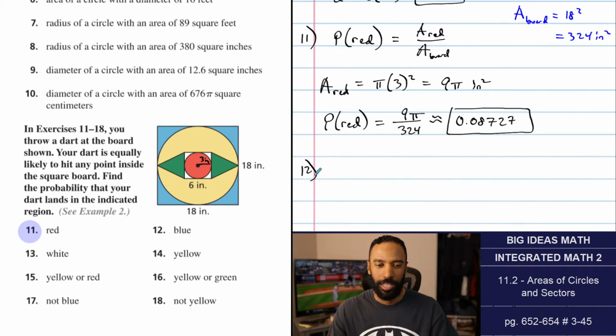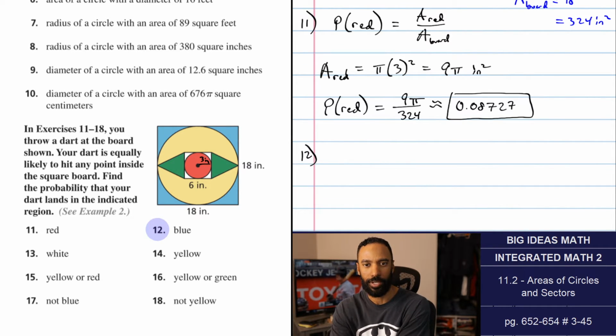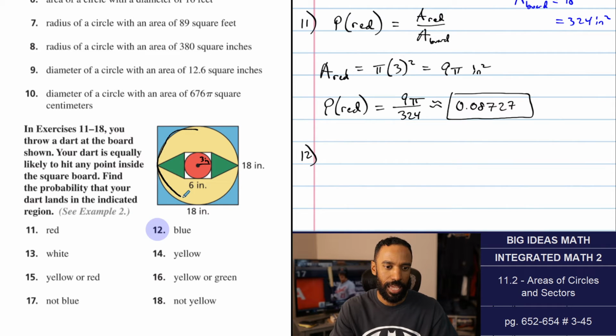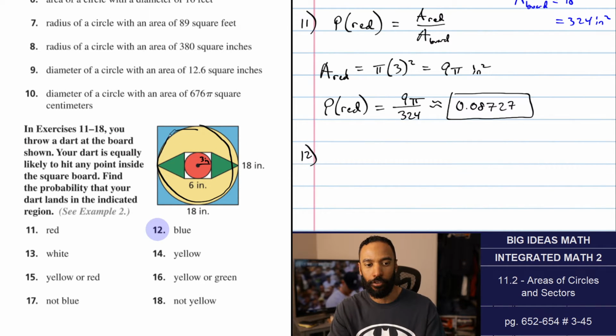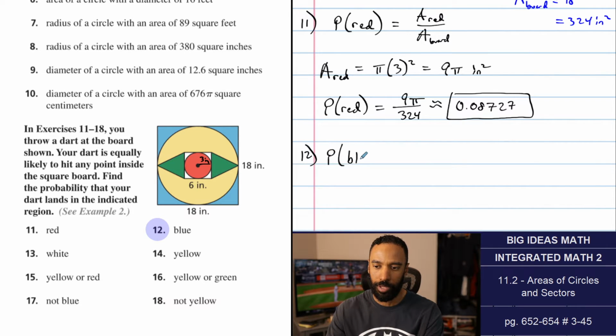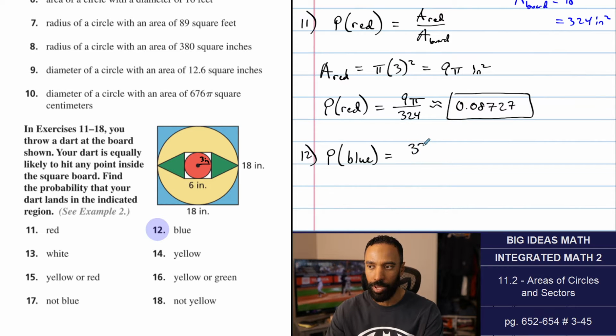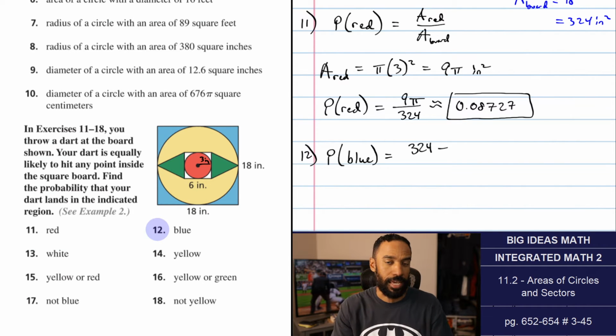All right, number 12, the blue. Now the blue is just that outer region. It's not the entire square, and we saw something like this before. We are going to take out the area of this yellow circle, and I mean everything inside of it. All I have to do is find the area of the yellow circle itself, and take that out from the blue's 324. So the probability of the blue, we're going to take the area of the entire thing, 324, and subtract the area of the yellow. So its radius, how do we figure that out?